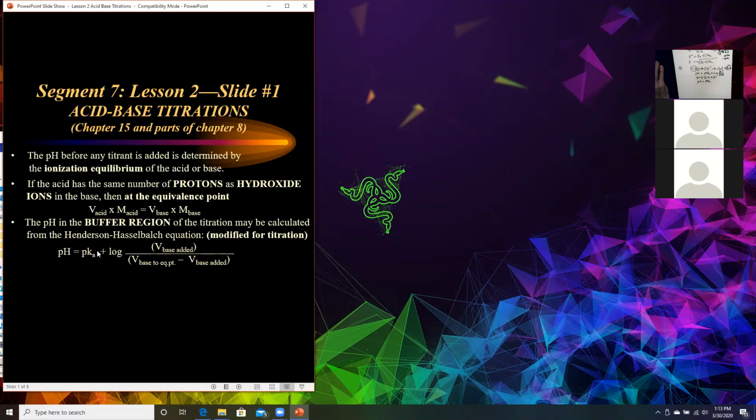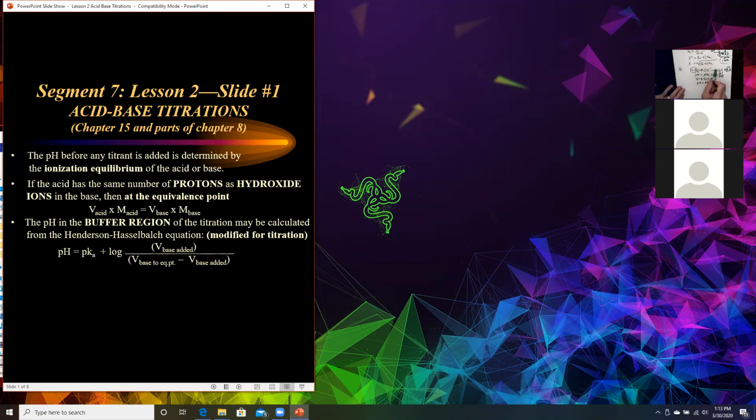So the pH is the pKa plus the log of the volume of base that you've added, divided by the difference between the volume of base it takes to get to the equivalence point, and going back over here to my camera, that's this point here, or this point that we calculate from the equation.